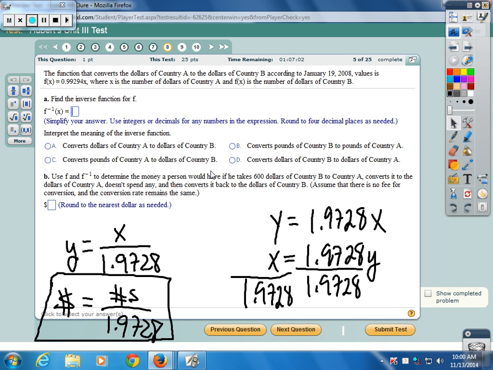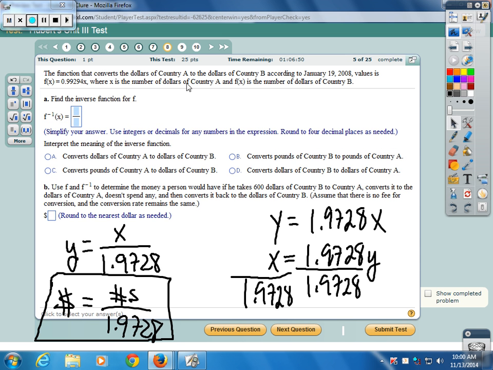So y is equal to x over what? Is it the same type, 9.9? It would be x over point. I'm just assuming that it's the same type. x over 0.99294. And this one converts dollars to pounds, so this would be pounds to dollars. So it'd be this one, C.